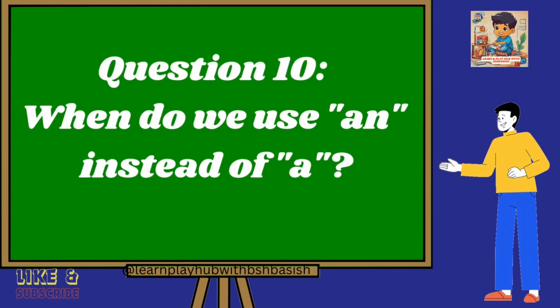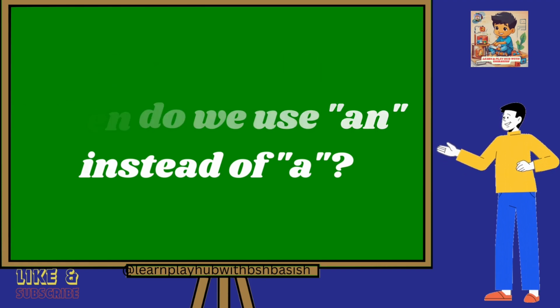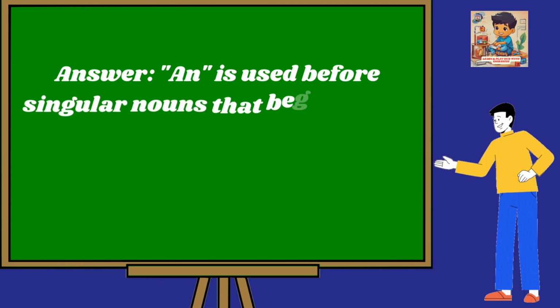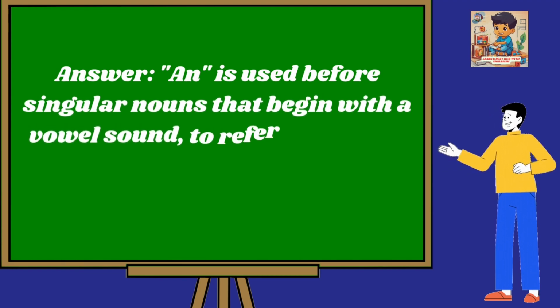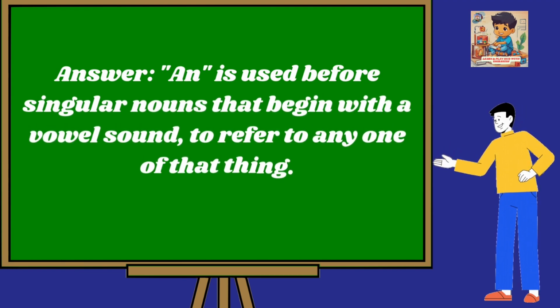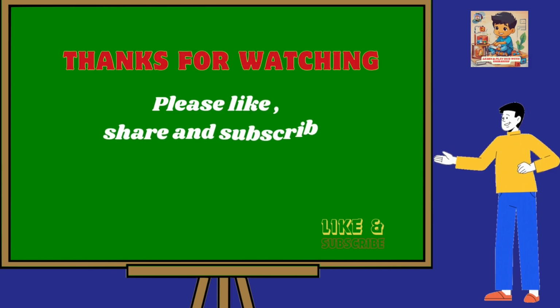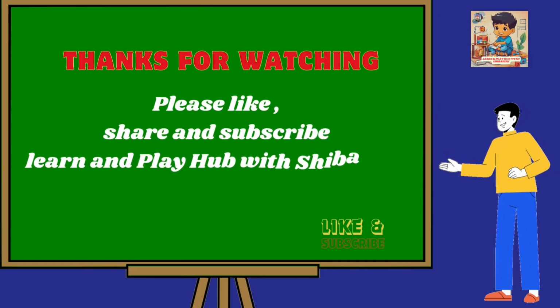Question 10. When do you use an instead of a? Answer. An is used before singular nouns that begin with a vowel sound to refer to any one of the things.